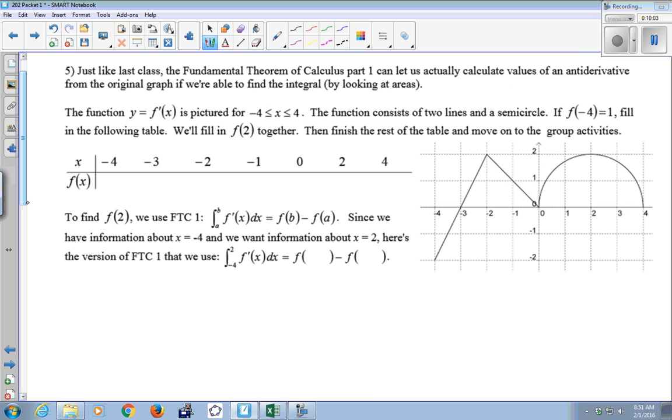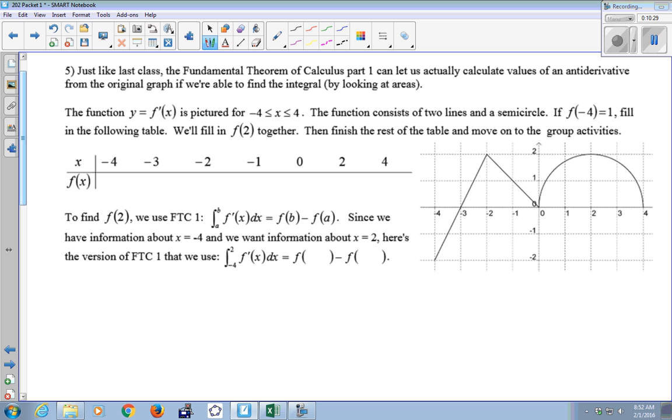Okay, so just like last class, the fundamental theorem of calculus part 1 can let us actually calculate values of an antiderivative from the original graph if we're able to find the integral by looking at areas. So here's a graph of f prime from -4 to 4. The function consists of 2 lines and a semicircle, and I'm telling you that f of -4 is 1.